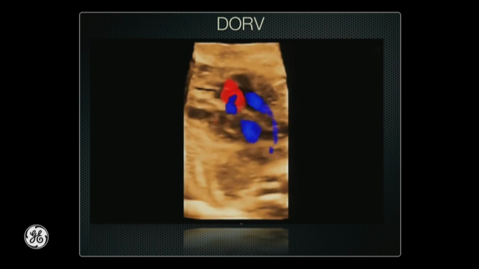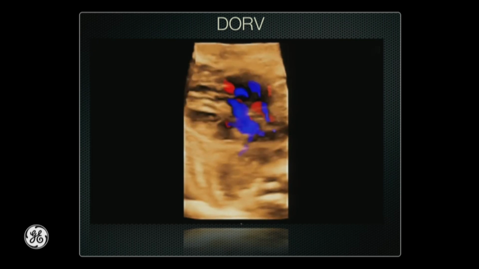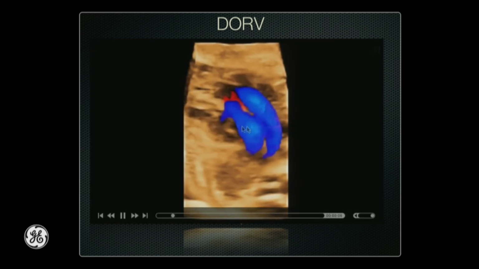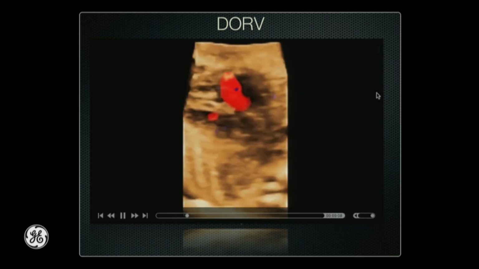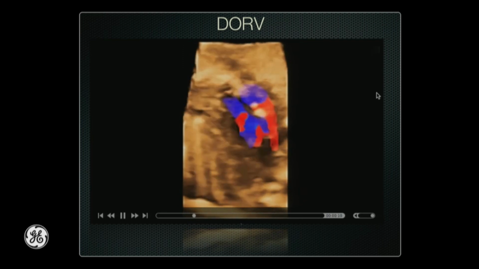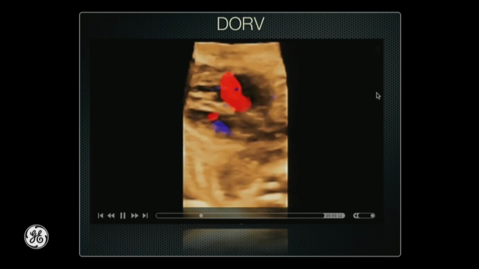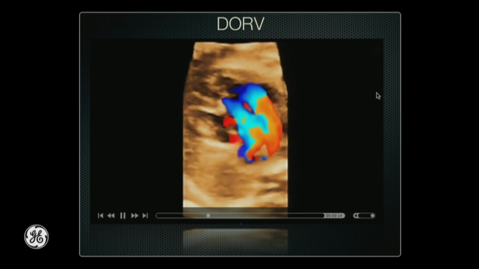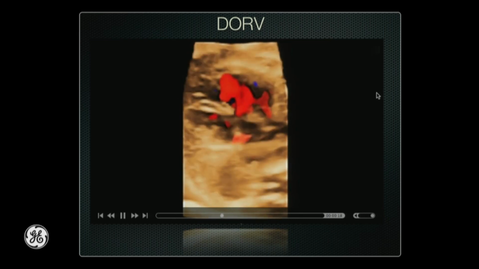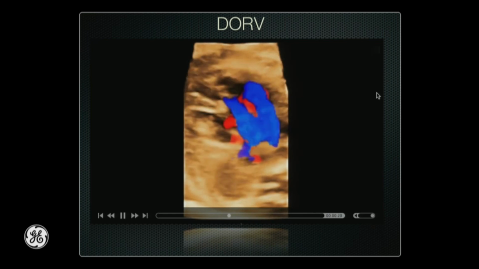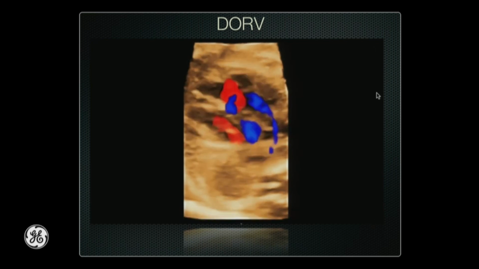Double outlet right ventricle. And again, the combination with color is in glass body mode, and you see the blood flow through the ventricular septal defect. And then you can scroll through the volume, and you see the course of the great vessels, both coming from the right side. But the original four-chamber view was nearly normal.